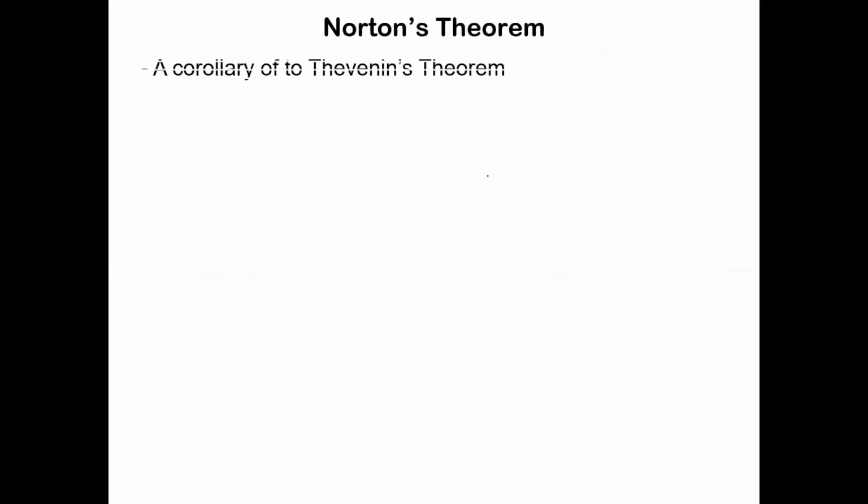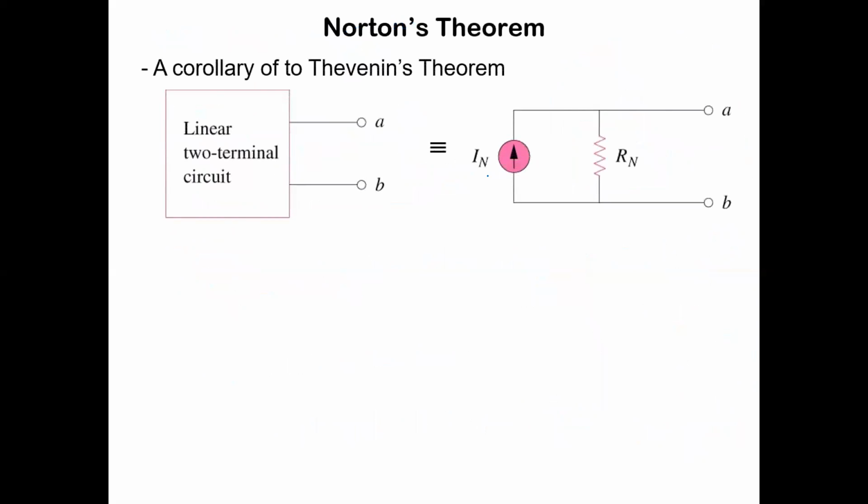Okay, so Norton's theorem is a corollary to Thevenin's theorem, which basically says that any two-terminal circuit can be replaced by a current source in parallel with a resistor. And that's just taking what we learned already from source transforms, saying that if we have a voltage source in series with a resistor, that's really the same thing as a current source in parallel, provided those sources are linked up properly.